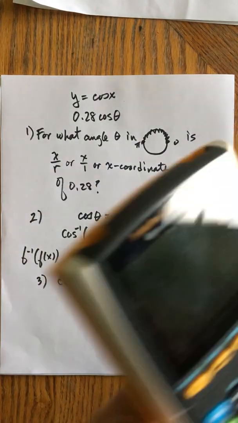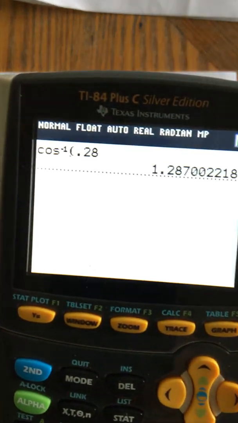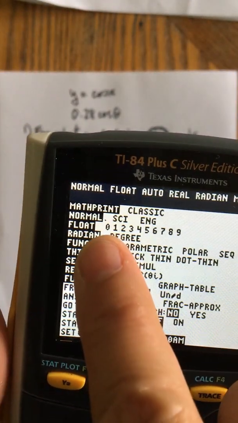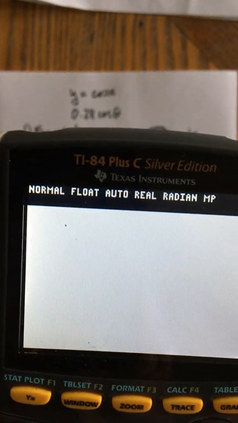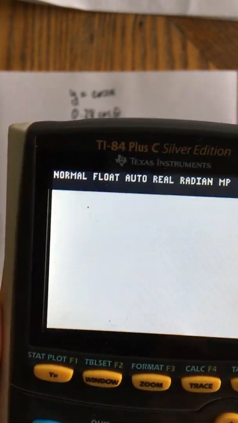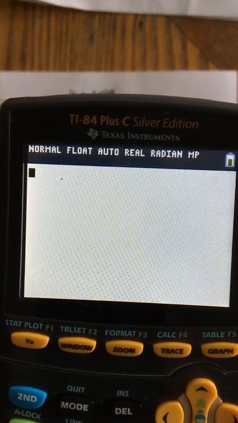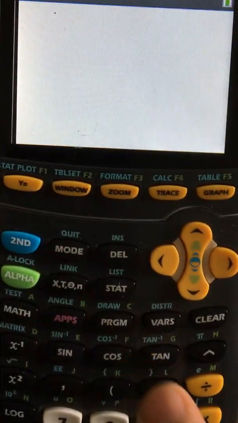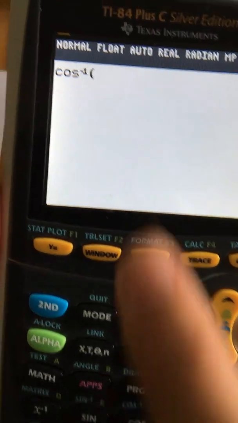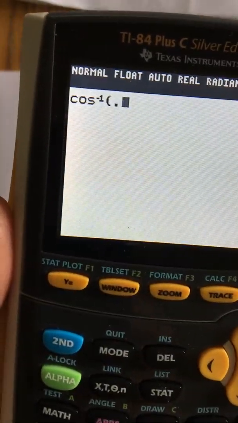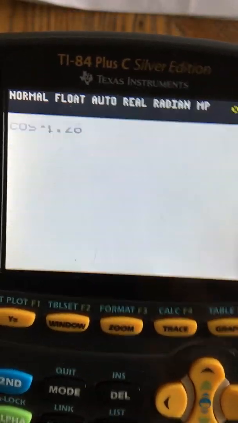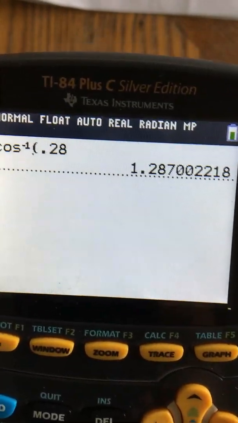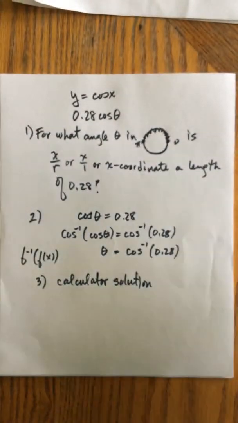All right, so I go to my calculator, I make sure in my mode that it's in radian mode. In another video we'll talk about why, but always best to solve in radian mode. So then I want to say second cosine, so that's inverse cosine, and put in 0.28. And I get 1.28700 and so on and so forth radians.